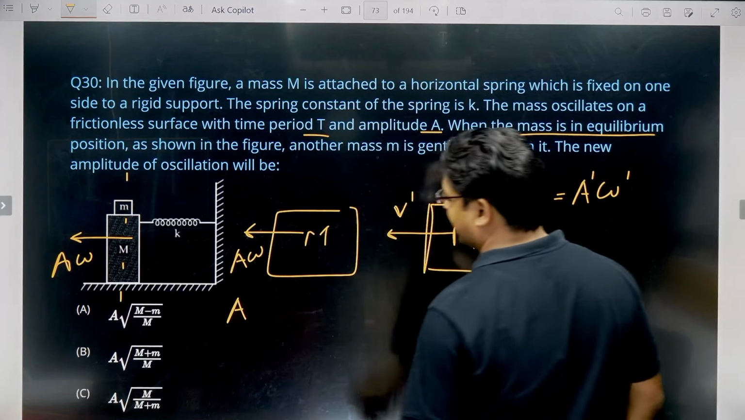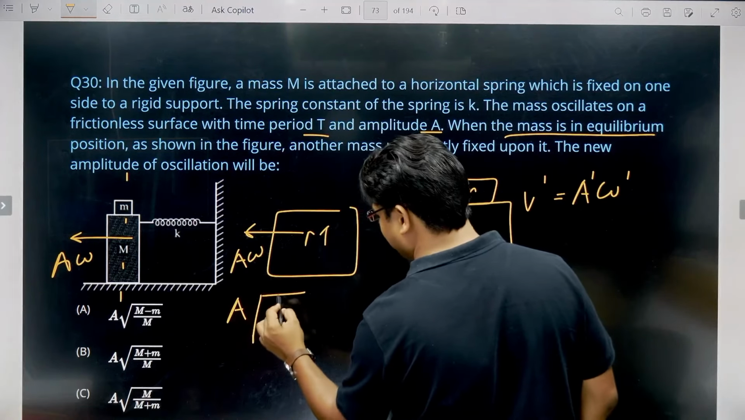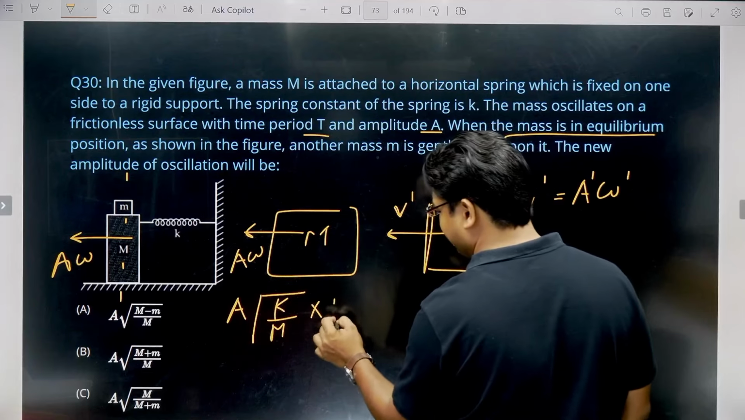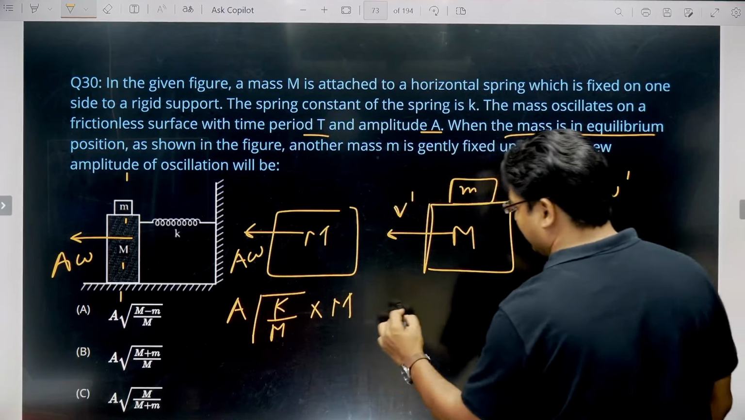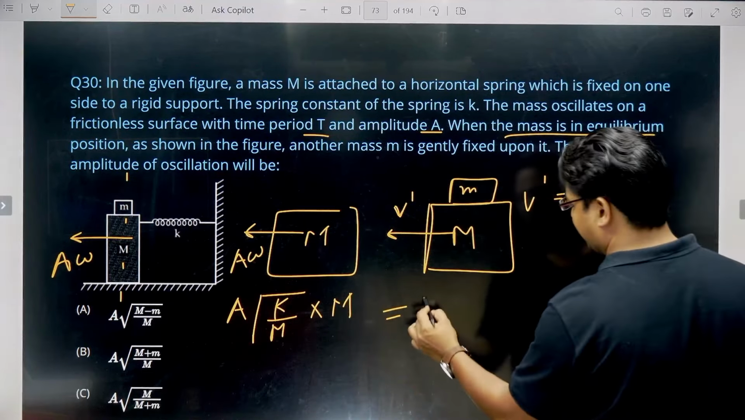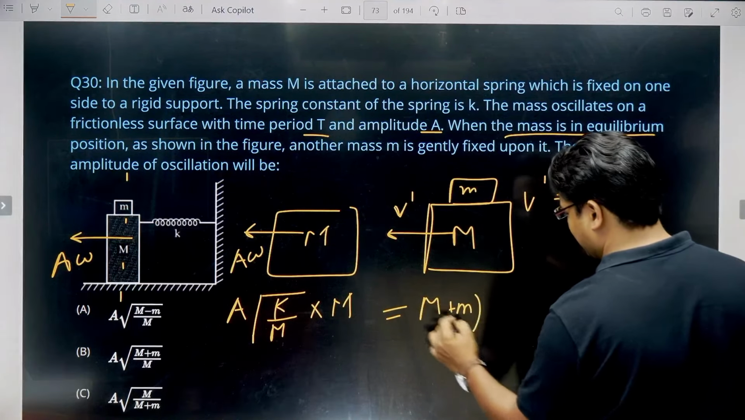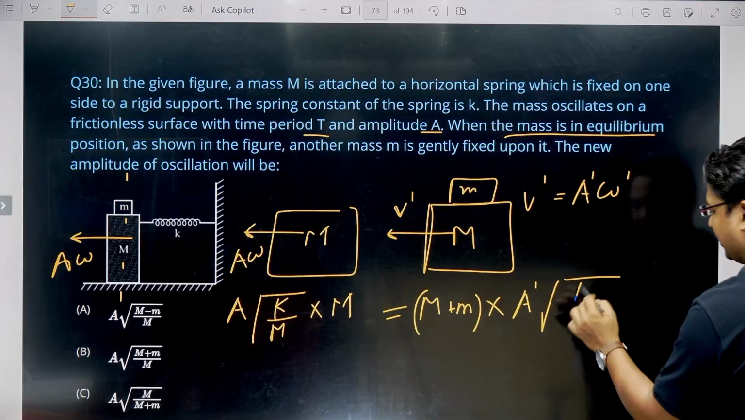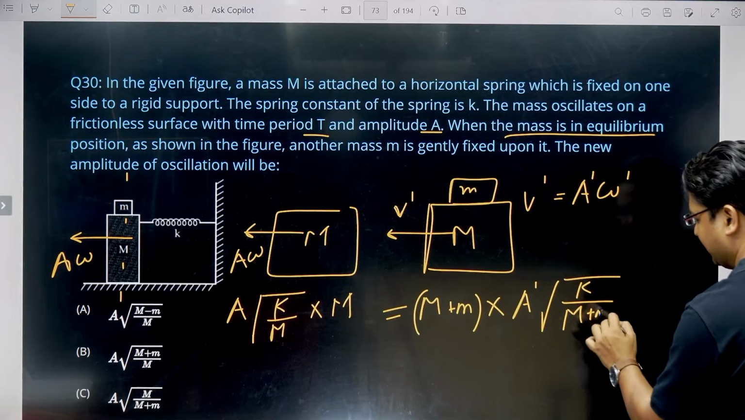So A into omega. How much is omega? Omega is root of k by M. So this is the speed. Now I will multiply it with mass, so this is the initial momentum. Now what will be the final momentum? Final momentum would be M plus m into V prime, and V prime would be A prime into omega prime. Omega prime would be root of k divided by the new mass.